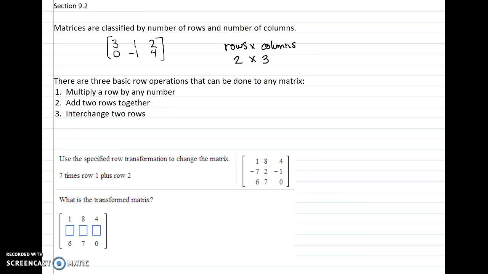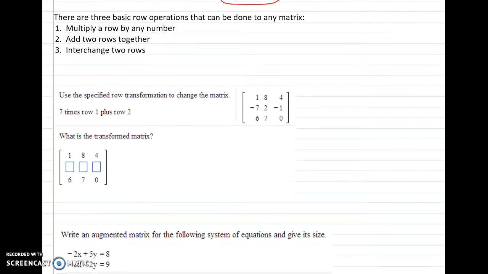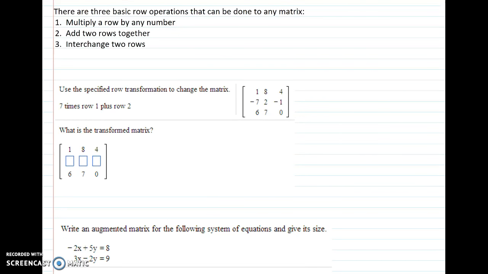equations, okay? So the way we name or classify matrices is by their number of rows and number of columns. So this first one in here, I've got 2 rows, 3 columns, so we call it a 2 by 3 matrix. When we want to rearrange matrices and do algebra with matrices, there are basically 3 what we call row operations, 3 things that we're allowed to do to any matrix. We can multiply a row by any number, we can add 2 rows together, and we can interchange 2 rows.